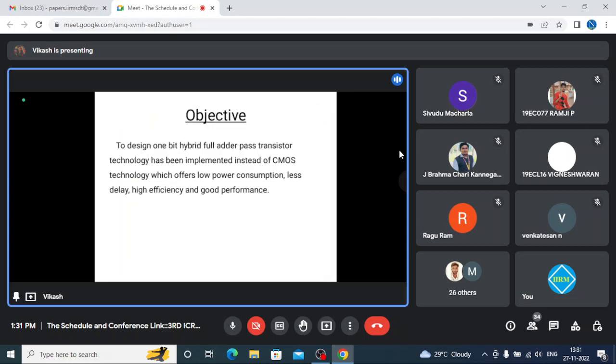The objective of the project is to design a one-bit hybrid full adder using pass transistor technology instead of CMOS technology, which offers low power consumption, less delay, high efficiency, and good performance too. A pass transistor is a transistor used as a switch to pass logic levels between nodes of the circuit, instead of a switch connected directly to the supply voltage.